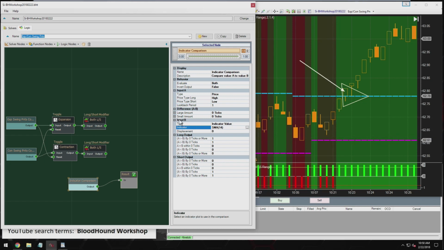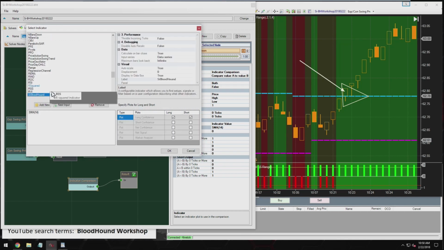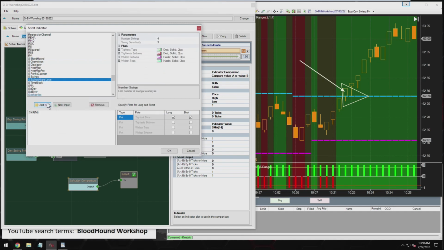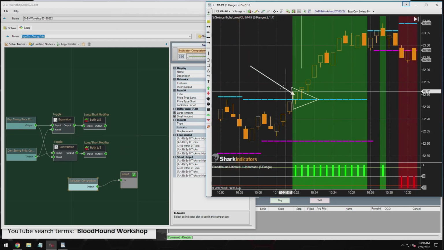And next, input B, well, that's going to be our swing indicator. So let's set up our swing indicator once again. All right, so there's our swing indicator. Add it down here. And again, let's change the parameter settings like so. And again, we're going to select the plots like we did previously, like so. And let's take a look here. All right, good.